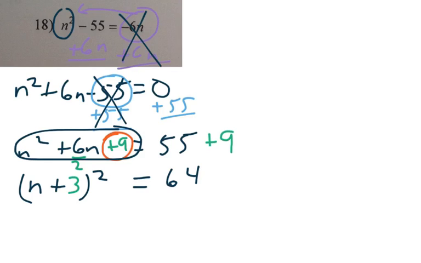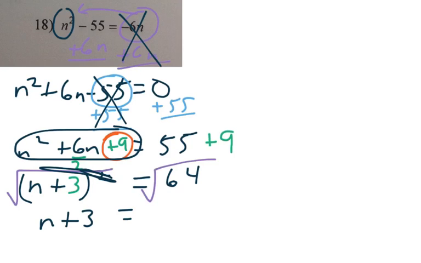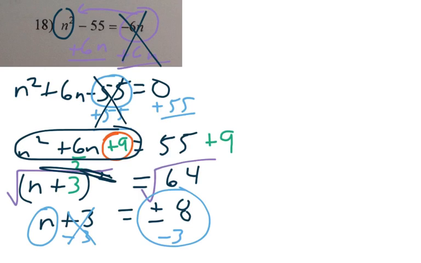And that, of course, is going to equal 55 plus 9, which is 64. Now that I have a perfect square, I'm going to square root both sides. And that leaves me n plus 3, because the square root and the square cancel each other out. They're inverses, right? And that equals the square root of 64, which happens to be 8, but don't forget it's positive or negative 8. And as you can see, we're almost done, because all I need to do is minus 3 both sides. And with 3 gone, all I have is n equal to this right here.